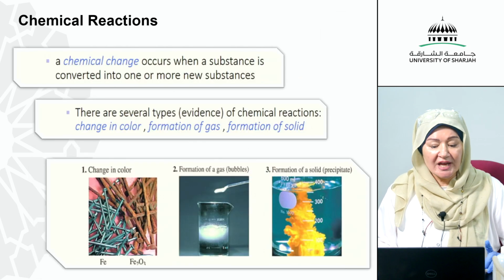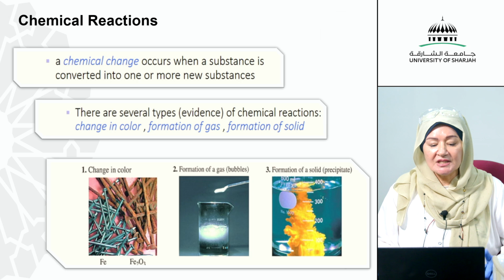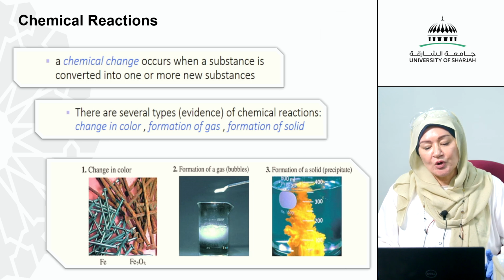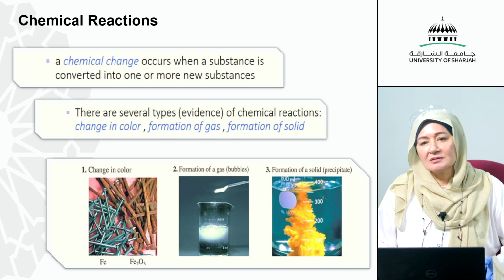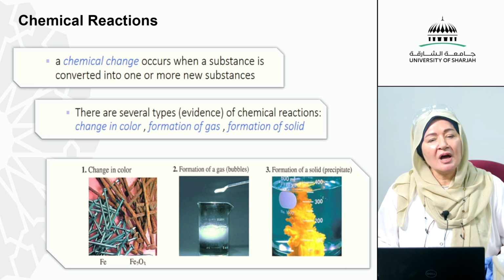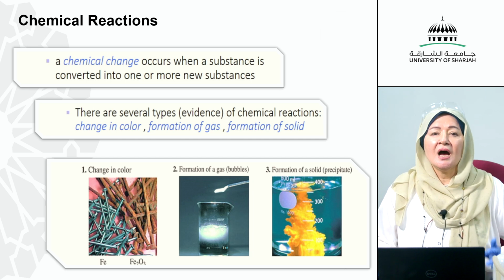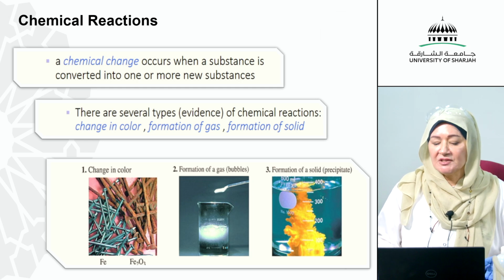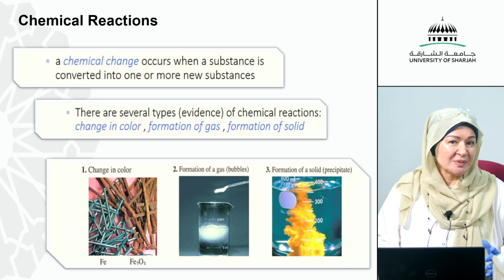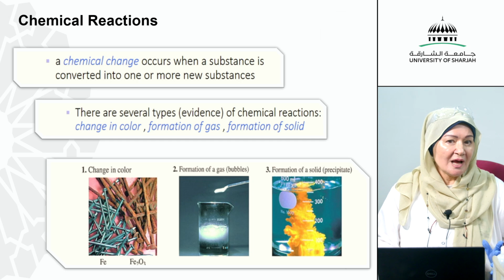Okay, a chemical change occurs when a substance is converted into one or more new substances. In some reactions, we see a color change. In other reactions, we see gas bubbles. In other reactions, I may see a solid, a precipitate, already formed as a product.